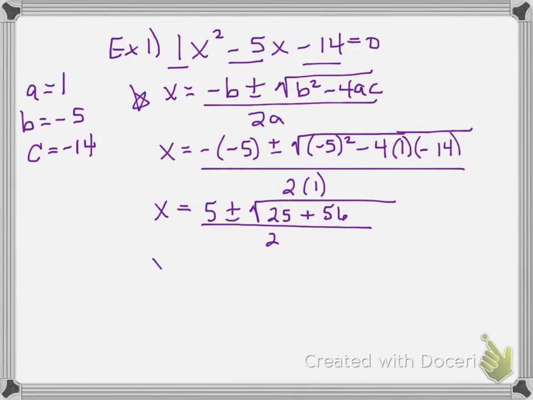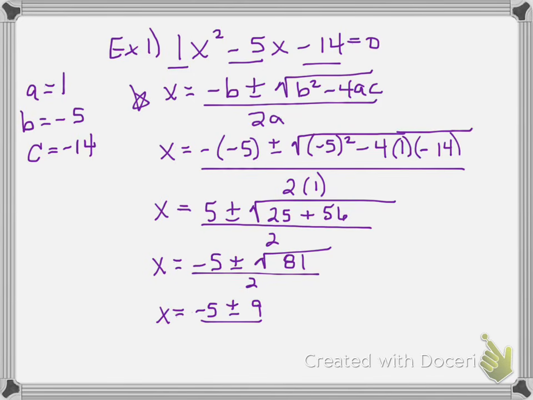Okay, so I'm going to rewrite it again. Negative 5 plus or minus the square root. 25 plus 56 is 81 all over 2. Now, 81, I know what that is, so I'm going to rewrite that again. Negative 5 plus or minus, the square root of 81 is 9. It's one of my perfect squares, all over 2.